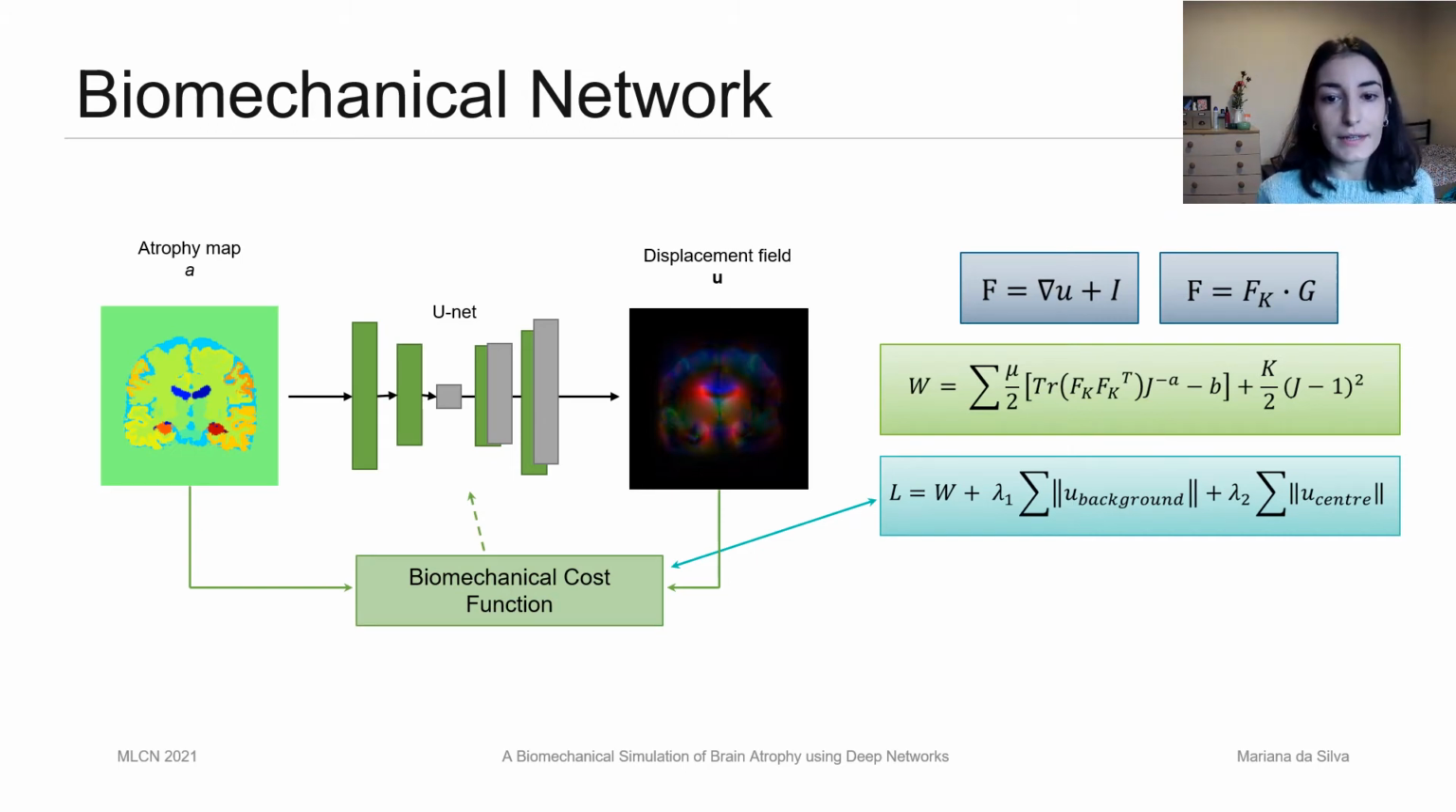We model the brain as a neo-Hookean material and estimate a displacement field that minimizes the strain energy density, considering different tissue characteristics for the brain and the CSF. Then, to further enforce biologically meaningful deformations, we add a last term to encourage zero displacement outside of the skull.